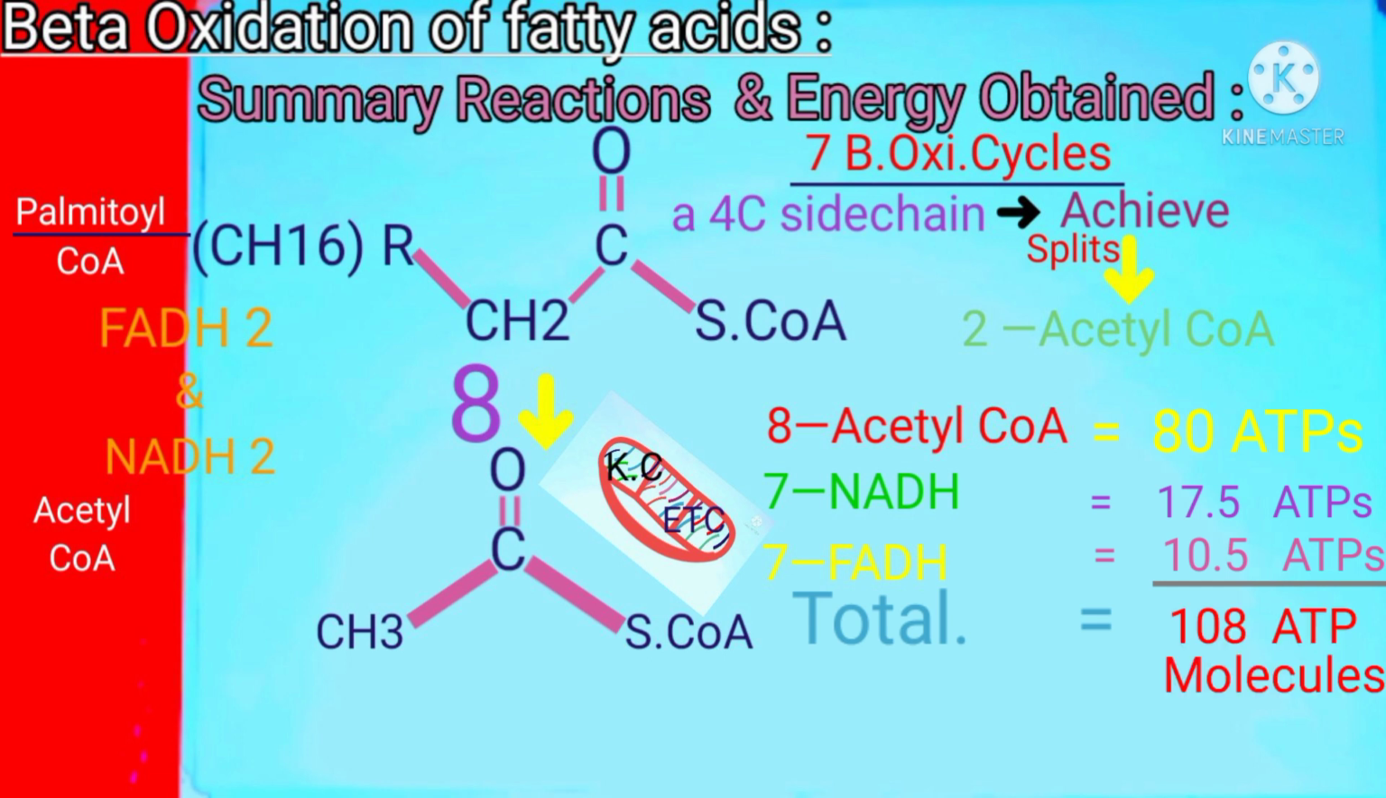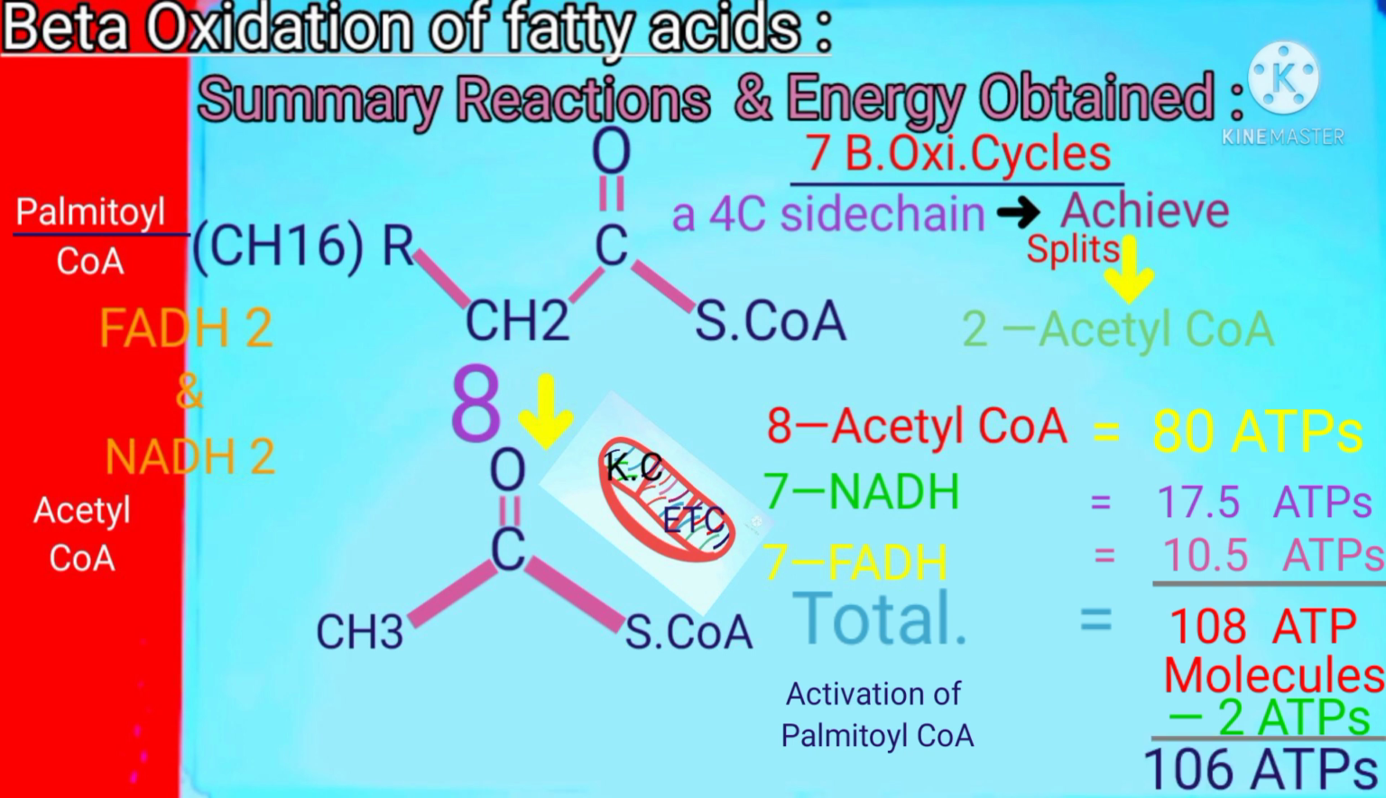Students, from this all energy calculation, it is crucial to remember that two ATPs are utilized during the activation of palmitoyl CoA. So the energy obtained from a 16 carbon fatty acid is 106 ATPs per molecule of palmitoyl CoA. So students, that is our topic, beta oxidation, today.